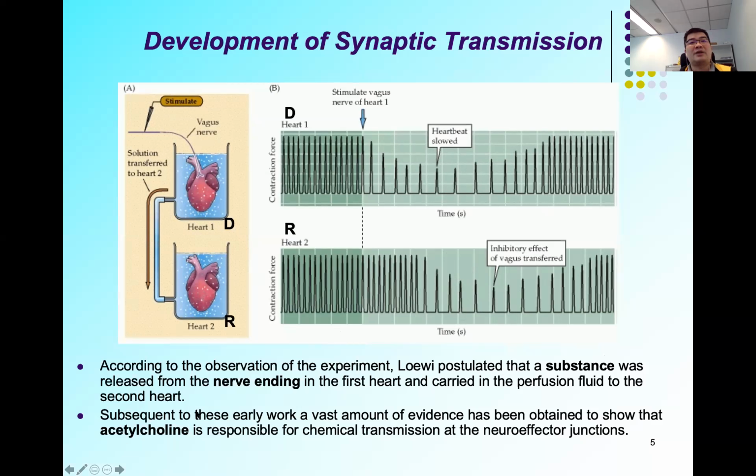So this gives the very first evidence that chemicals are released from the nerve terminal and then transported to the tissue, and then initiate those actions. Okay, so there's evidence that there's synaptic transmission in the nervous system.